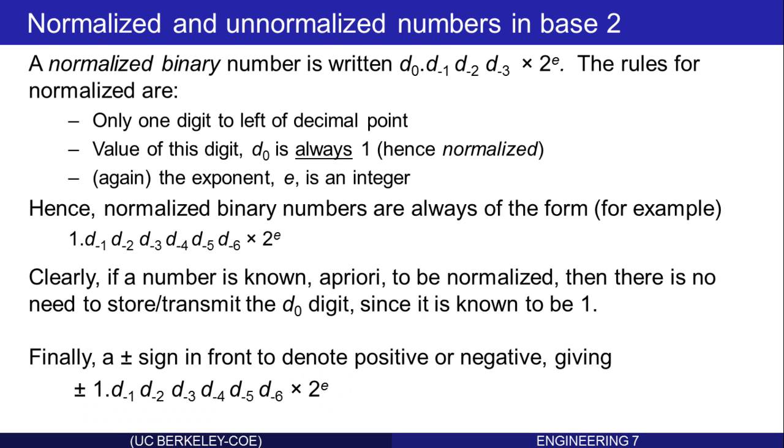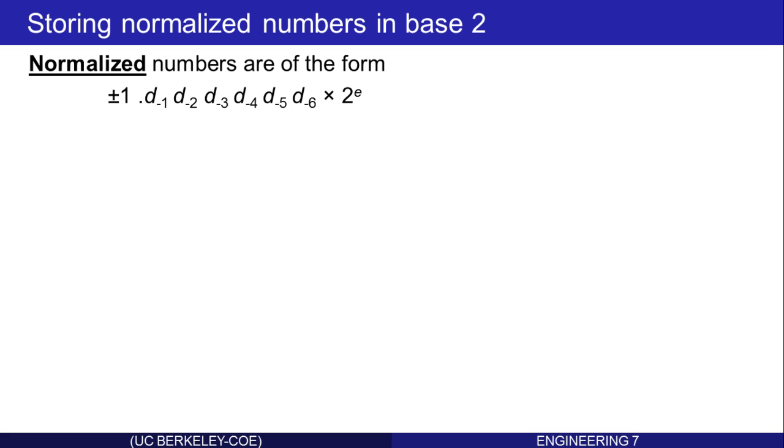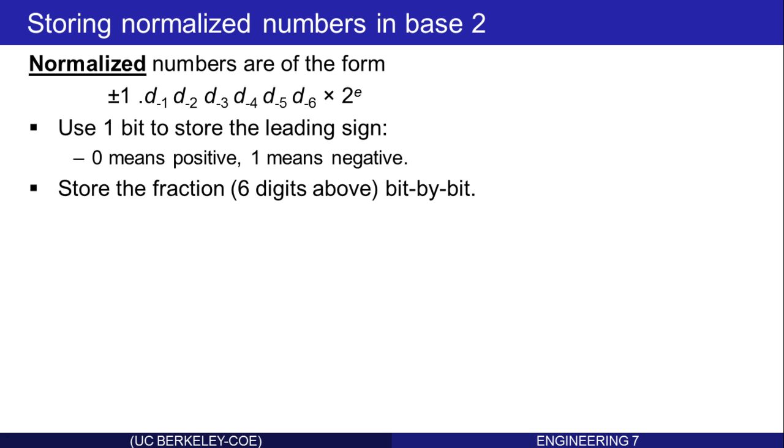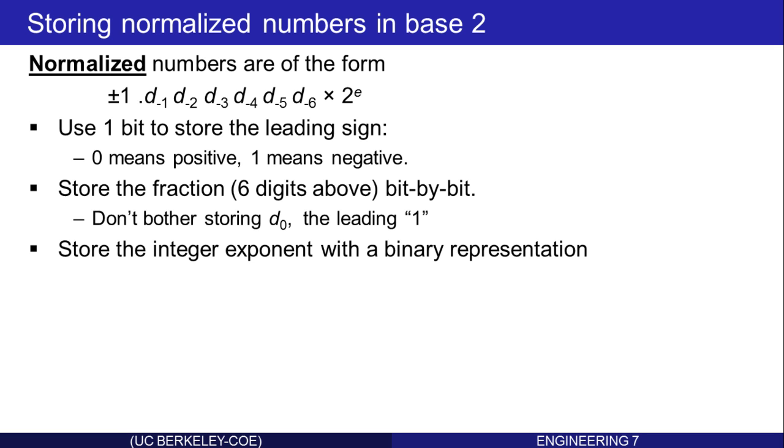How do we store such a representation? Clearly, you need 1 bit to store the sign, perhaps 0 positive, 1 means negative. The fraction needs to be stored bit by bit. Here it was a 6-digit fraction, so that would require 6 bits. Remember, since this is binary, the digits of the fraction are 0 or 1. Don't bother storing D0. Lastly, store the integer exponent with a binary representation. A good question is, what about the sign of the exponent? Should this binary representation be a signed binary representation or an unsigned?